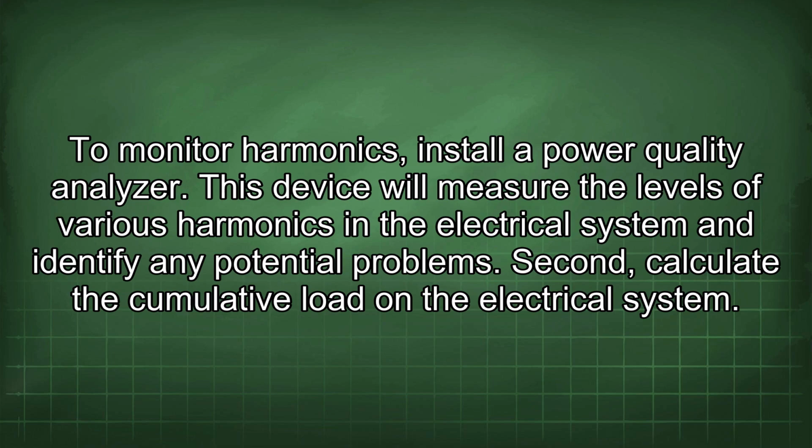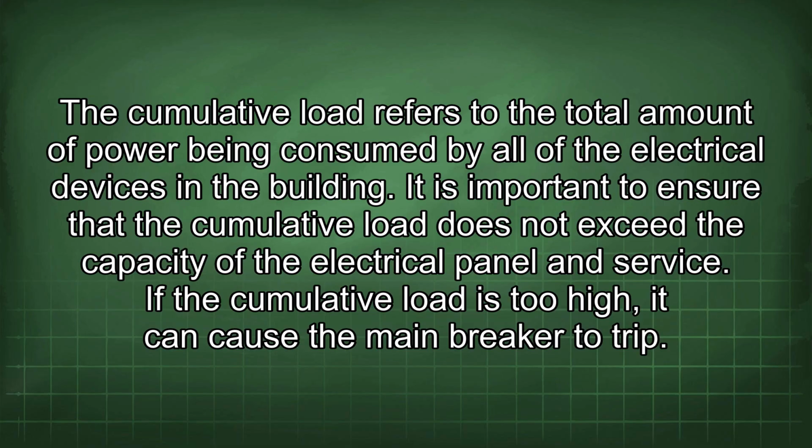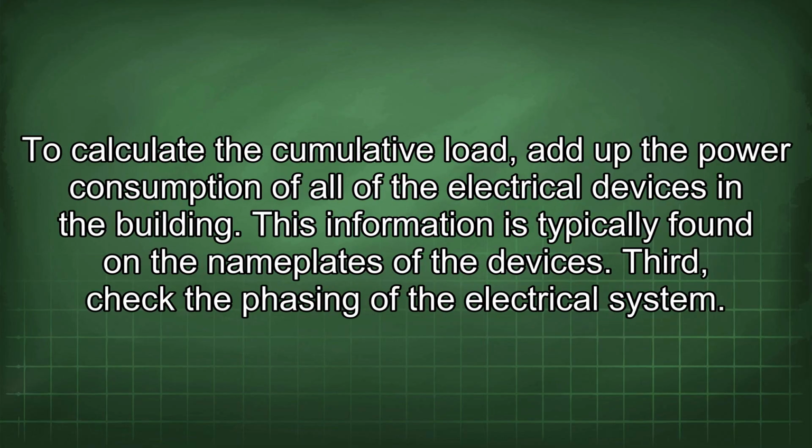Second, calculate the cumulative load on the electrical system. The cumulative load refers to the total amount of power being consumed by all of the electrical devices in the building. It is important to ensure that the cumulative load does not exceed the capacity of the electrical panel in service. If the cumulative load is too high, it can cause the main breaker to trip. To calculate the cumulative load, add up the power consumption of all of the electrical devices in the building. This information is typically found on the nameplates of the devices.